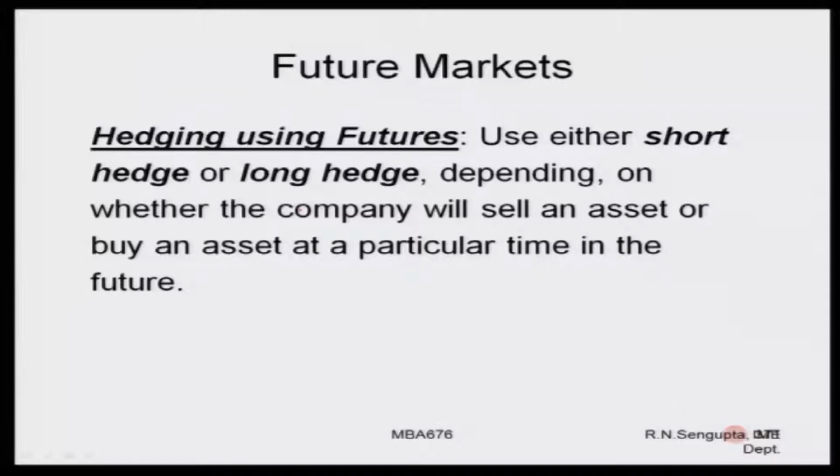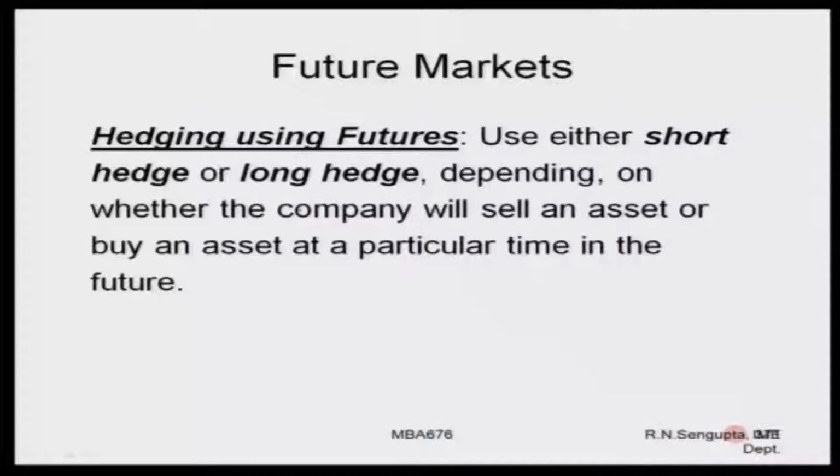Now, when you are hedging or using futures, you will use either a short hedge or a long hedge, depending on whether the company will sell an asset or buy an asset at a particular time. So, we are going for a short hedge or a long hedge. You think the prices are moving in such a way that by going short or long, you are able to compensate any negative price movement of the actual product. Actual product means the one in room 1.